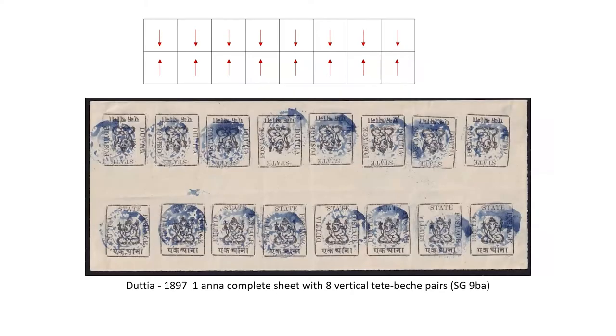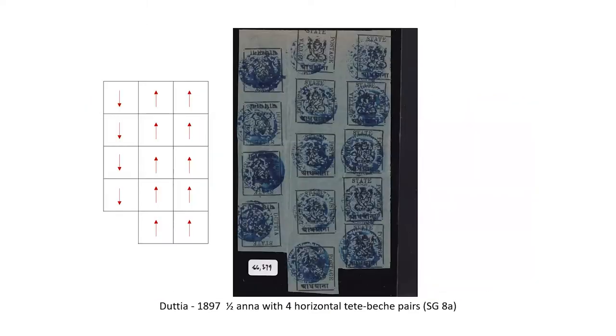Here we have an interesting sheet. If you notice, the stamps are vertically tete-beche to each other, creating eight vertical tete-beche pairs. Same thing over here. Now we have eight vertical tete-beche pairs of the one anna stamp. And here we have four horizontal tete-beche pairs of the half anna stamp.